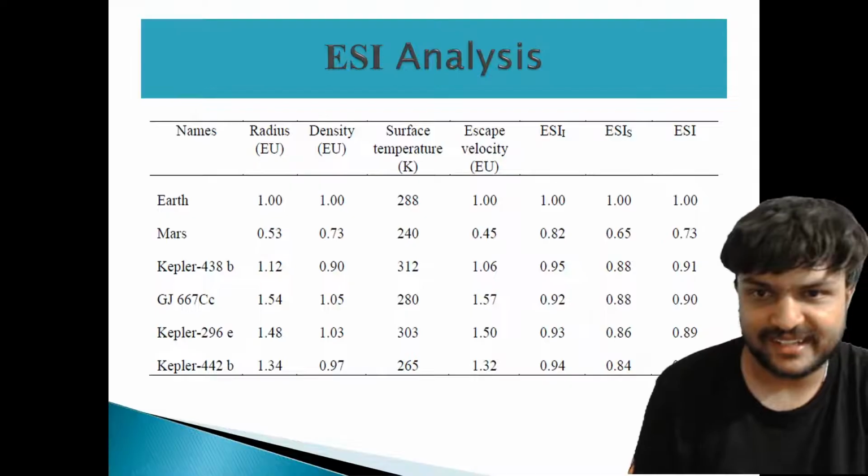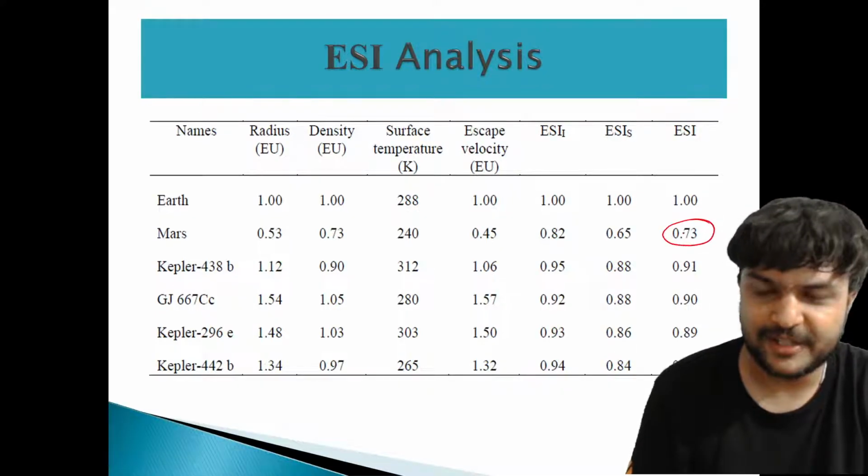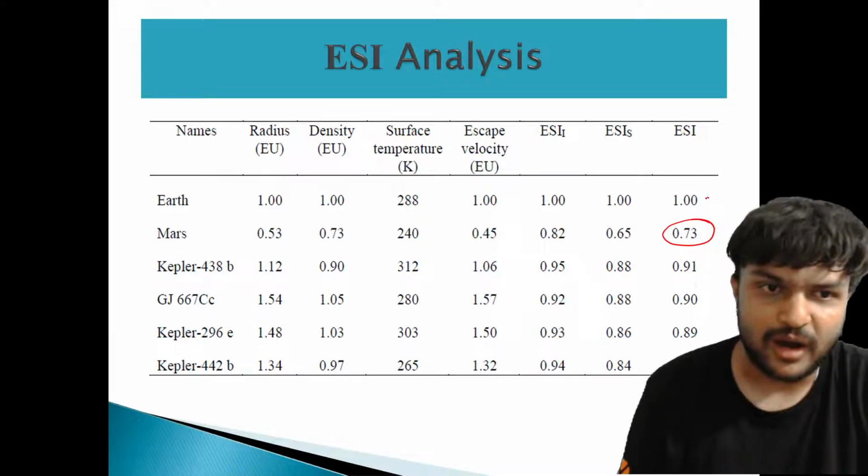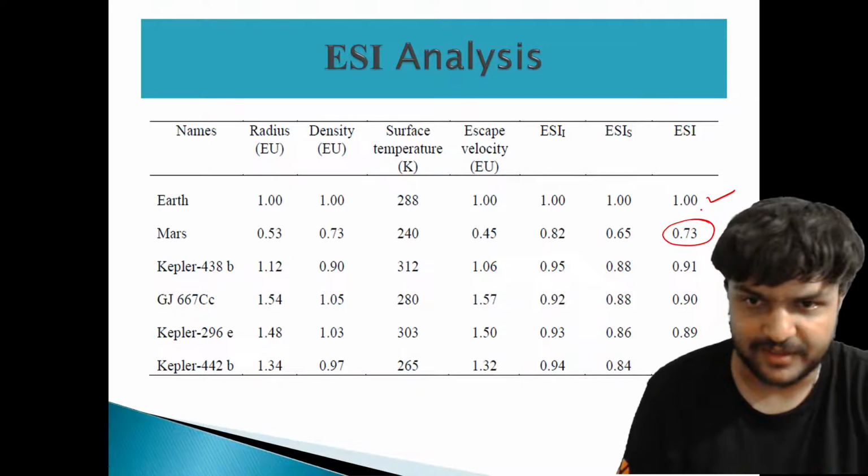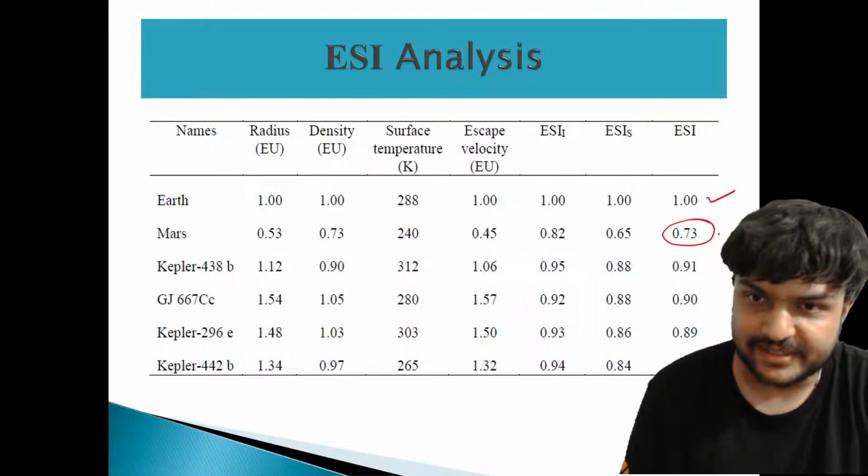So you can see here Mars has, sorry, not 0.8, 0.73 to be exact. So Earth is 100% similar to Earth, obviously. Mars is 73% similar to Earth.